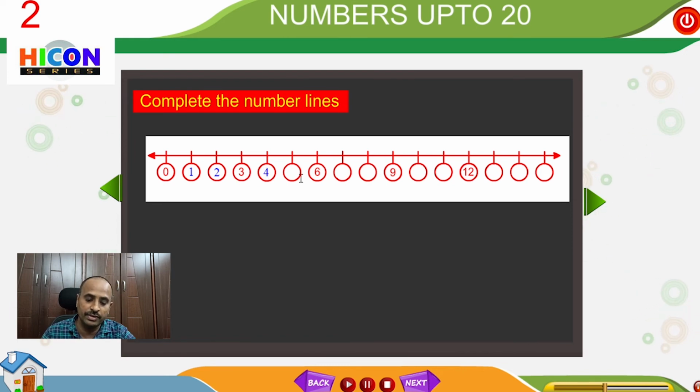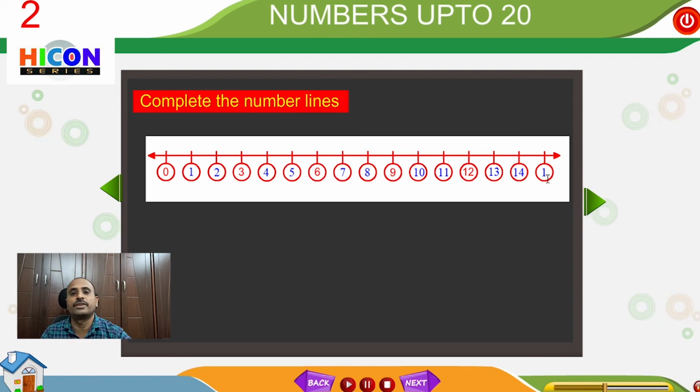After 4 we will get 5. After 5 we will get 6. After 6 the number 7. After 7 the next number is 8. After 8 the next number is 9, which is already given. After 9 the next number is 10. And after 10 the next number is 11. After 11 the next number is 12. After 12 the next number is 13. And the next number is 14. After 14 the next number is 15. Children, these are some activities on the number line.